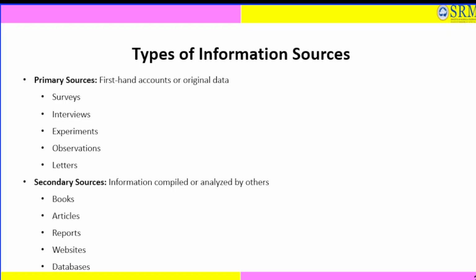When conducting research, it is important to use both primary and secondary sources to get a complete and accurate understanding of the topic being studied. Primary sources provide first-hand information, while secondary sources can provide context and analysis.